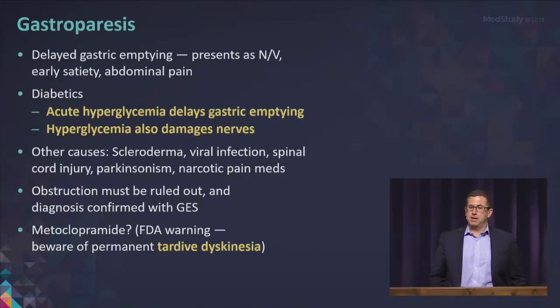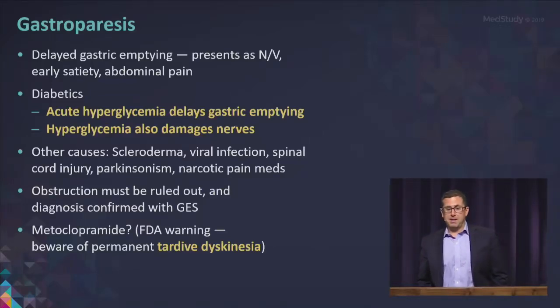So gastroparesis, a word on this. This is pretty common. Delayed gastric emptying typically presents as nausea and vomiting, sometimes early satiety and abdominal pain. So this is classically seen in diabetics. So remember, acute hyperglycemia could delay gastric emptying, but chronic hyperglycemia will damage nerves. So there are really two mechanisms for that.